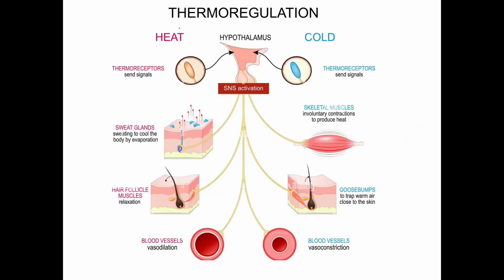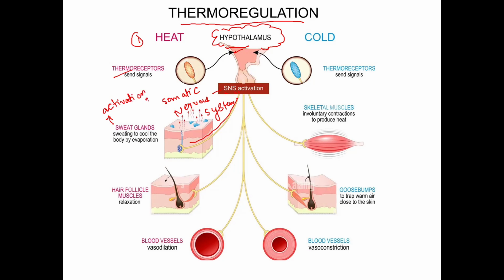Now, let's understand how the body does it. This is the main temperature controlling organ, which is called the hypothalamus. In the first scenario, heat: the stimulus comes for hot or heat. Thermoreceptors send signals to the hypothalamus. The hypothalamus activates the SNS. SNS stands for somatic nervous system. The somatic nervous system sends the signal to the skin, the sweat gland. Sweat gland activates.